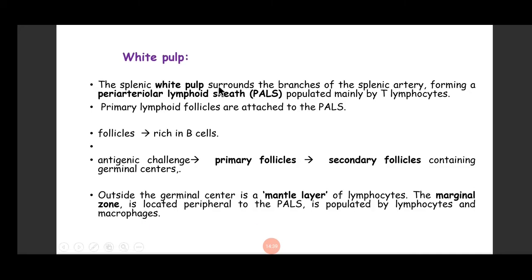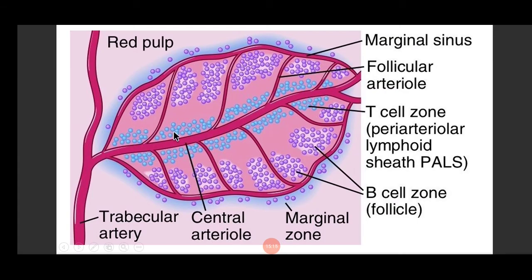The white pulp surrounds the branch of the splenic artery, or arteriole. Just adjacent to the arteriole, there is an area called the periarteriolar lymphoid sheath, or PALS. This is mainly populated by T lymphocytes, and surrounding that PALS, there is an area for B lymphocytes, or follicles. Just like in lymph nodes, there are primary follicles and secondary follicles containing germinal centers.